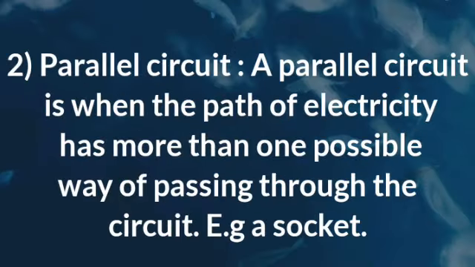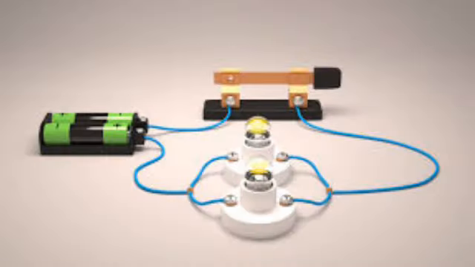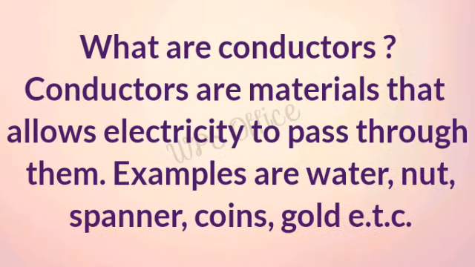Next, parallel circuits. A parallel circuit is when the path of electricity has more than one possible way of passing through the circuit. For example, a socket. Now this is a picture of a parallel circuit connection. You can see 2 bulbs connected in 2 different ways, the battery and the switch connected in 2 different ways. So electrons flow in 2 possible paths.